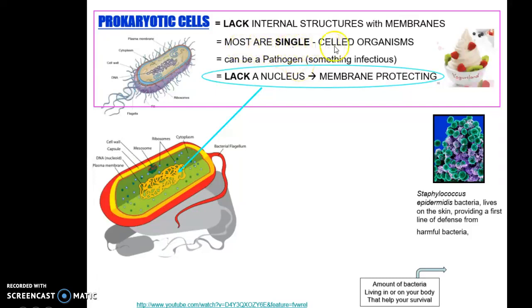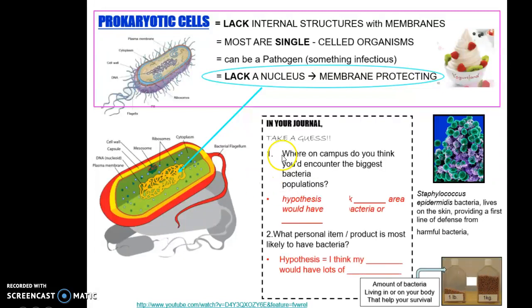It says most are single-celled, so most things that are prokaryotic cells just live by themselves as a single cell, and they take care of themselves and they live in the environment. It says they can be a pathogen, which means sometimes prokaryotic cells can be infectious. They can cause infections. And it says prokaryotic cells lack a nucleus or membrane protection. So they don't have a nucleus or a membrane that coats their DNA. So these yellow squiggly lines are their DNA. They don't have a nucleus or a membrane that coats their DNA and protects it.